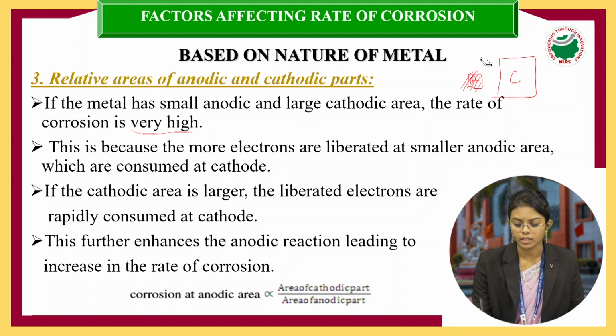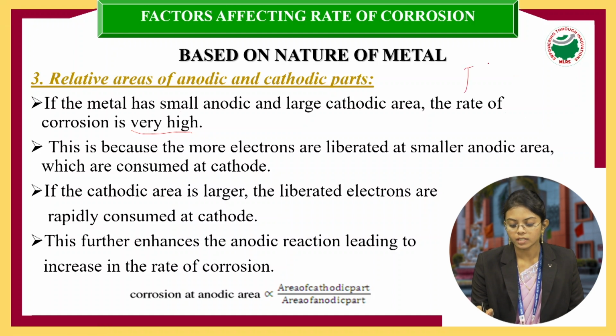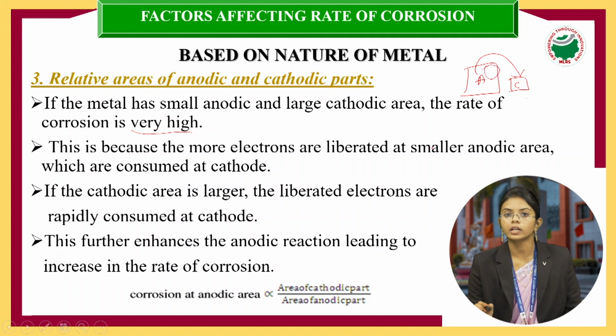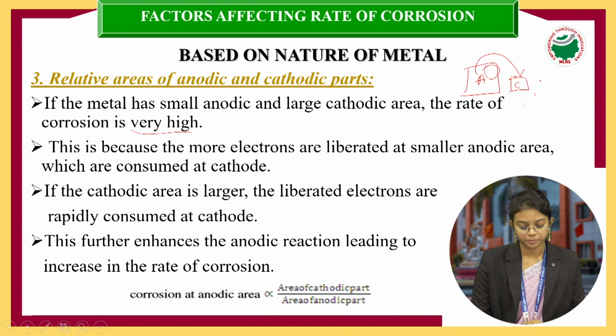And one more case we have is if you take an anodic part that is very large and a cathodic part that is very small. This is your anode, this is your cathode. Now the cathode will take only a sufficient amount of electrons from the anode, so only some part of the anode is corroded or destroyed, and the larger part of the anode is safe. In this case, the rate of corrosion will be less.